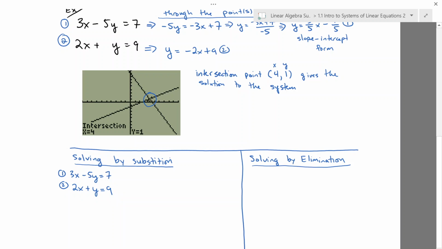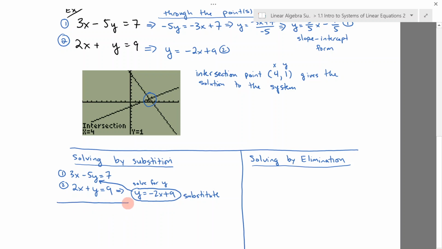So substitution means you take one of the equations, you solve for one of the variables. The second equation has a y by itself with a coefficient of 1, so it's easiest to solve for this y. So let's do that. Solve for y, and so you subtract the 2x, right? So it gives you y equals minus 2x plus 9, and then you take this and you substitute it into the other equation.